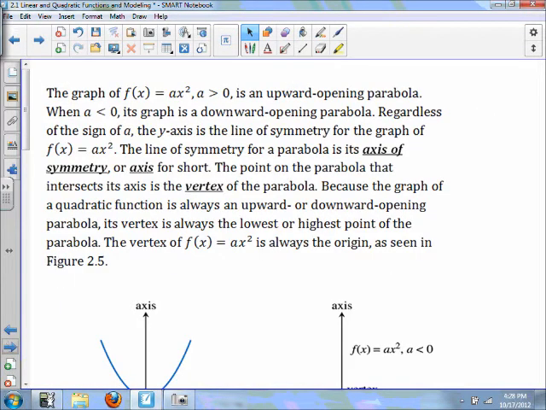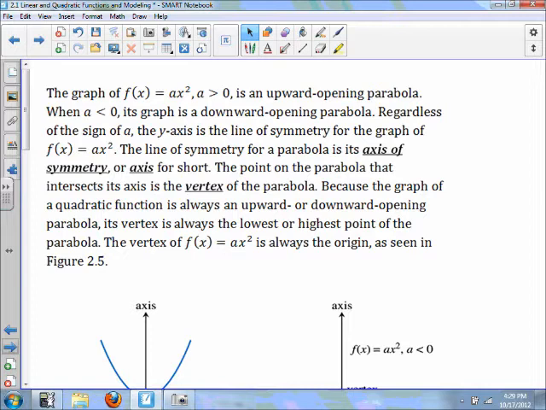Now the graph of f of x equals ax squared, where a is greater than 0 or positive, is an upward opening parabola. When a is negative, it's a downward opening parabola. Regardless of the sign of a, the y-axis would be the line of symmetry for ax squared. Now that doesn't take into account any shifts left, right, up, or down.